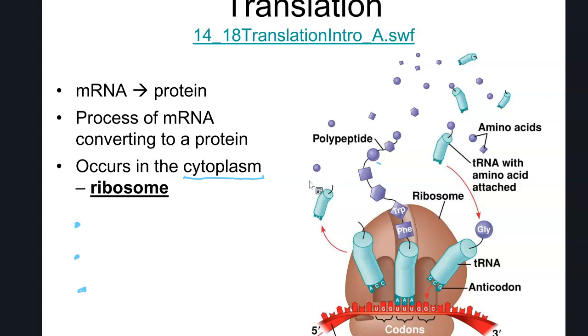Okay, so here is translation. It shows you already initiation has taken place, and this is elongation at this point. So, in order for initiation to happen, remember mRNA came in from the nucleus, it was already processed.